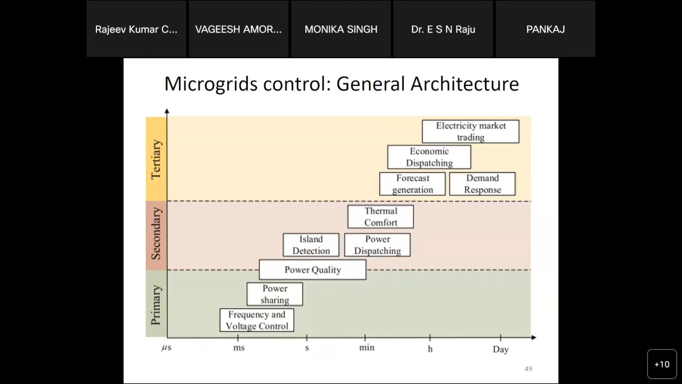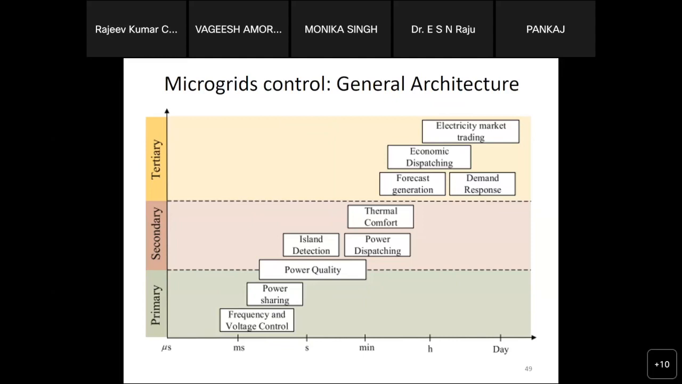Here also I have given the same thing. If you see the primary one, it is acting in the tens of milliseconds. In that we have the frequency and voltage control as well as the power sharing control, which is mainly for the power quality. When we see the secondary control, island detection also comes under the secondary control, power dispatching as well as the thermal comfort. When we see the tertiary one, we have the forecasting of the generation, the demand response, the economic dispatching as well as the electricity market.